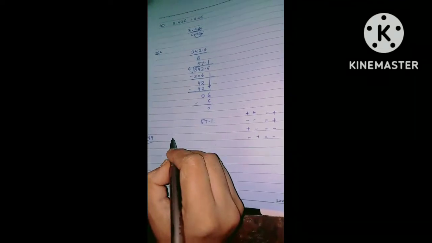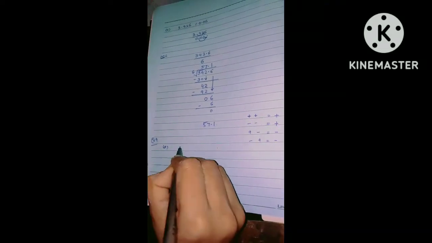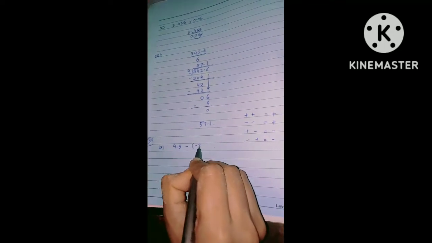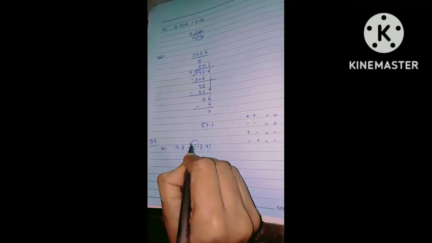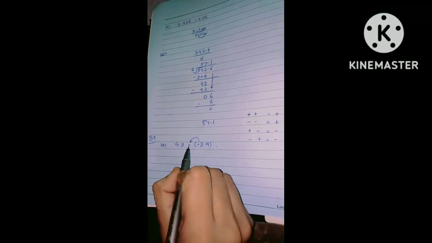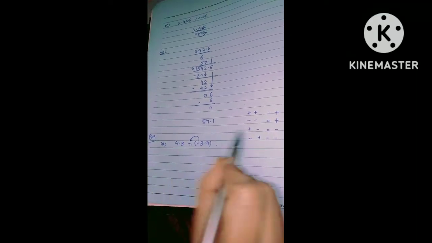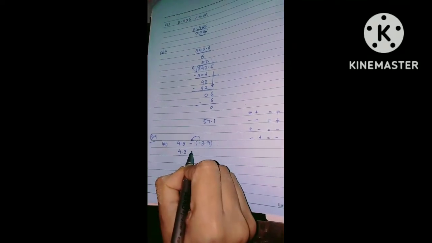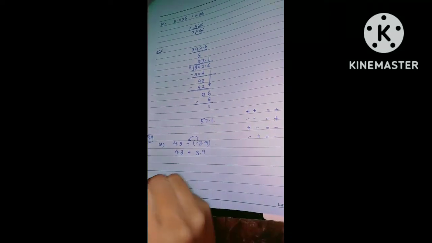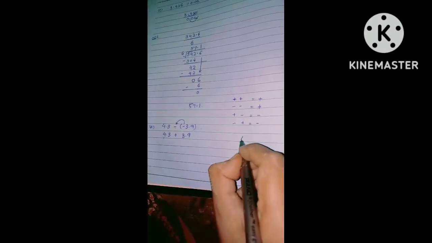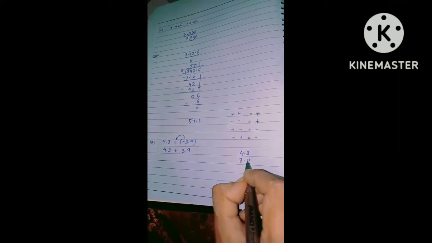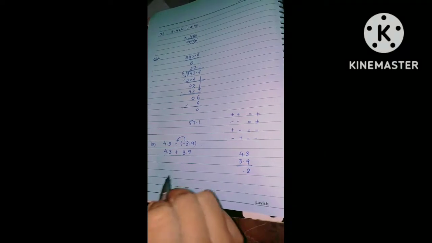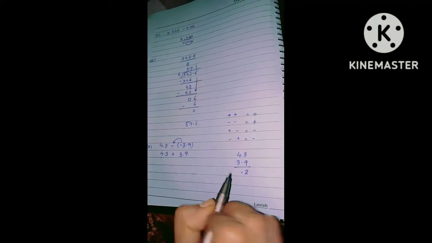So as you can see in part A, 4.3 minus minus 3.9. Whenever 2 signs are coming together, just multiply them. Minus minus is plus. So you write it here as 4.3 plus 3.9. Now you will just simply add them. 4.3 and 3.9. Write the decimal under the decimal, because in addition and subtraction, you write the decimal under the decimal.